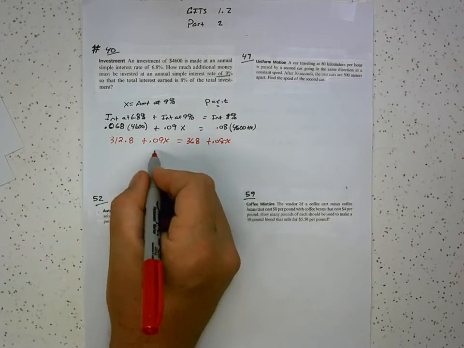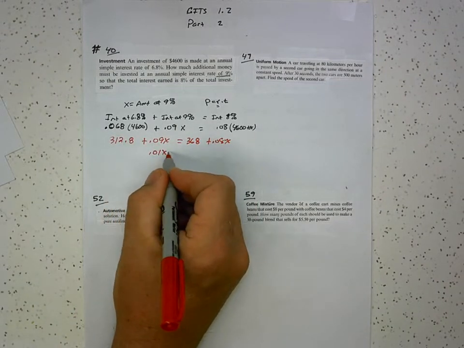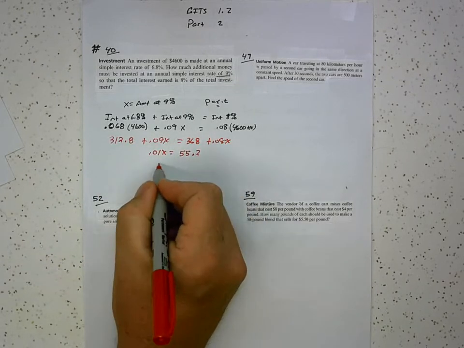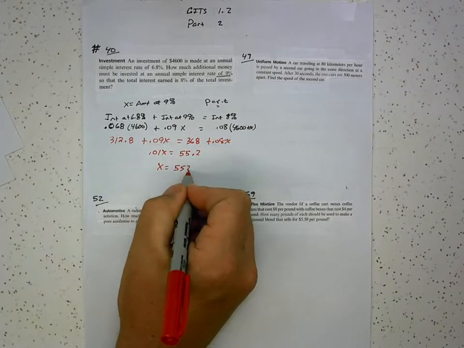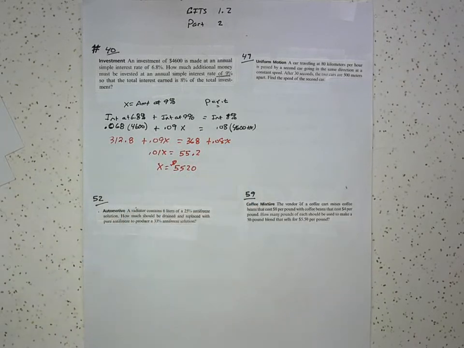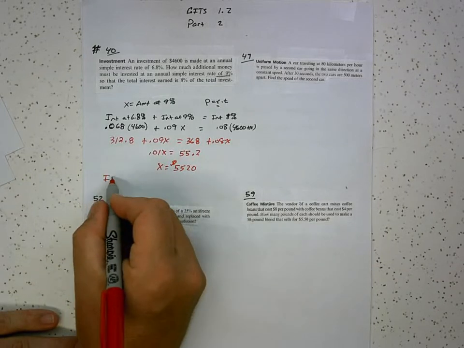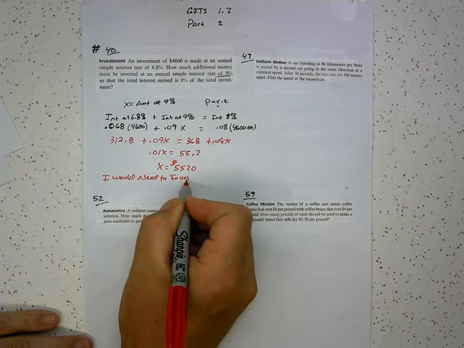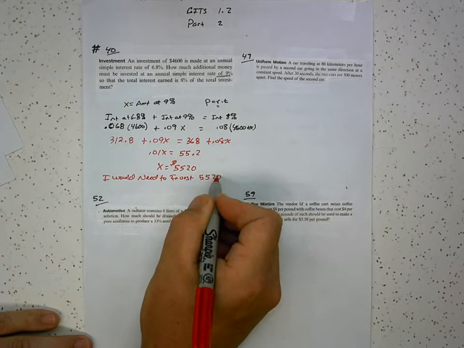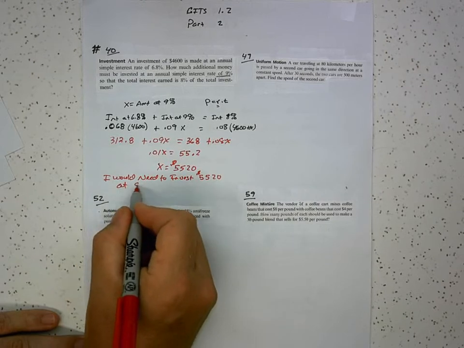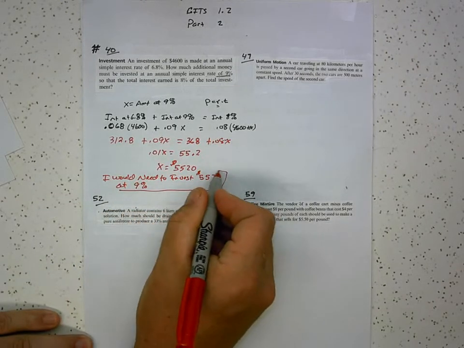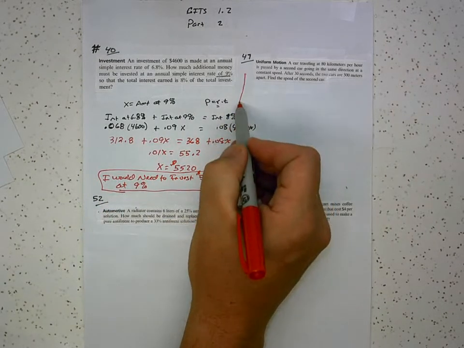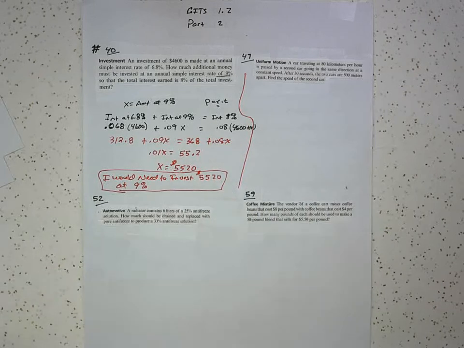Subtract your 0.08x from both sides, and your 312.8, and divide. So I would need to invest $5,520 at 9%. Again, phrase your answers. Don't be lazy. It just kind of puts a cap around the whole process.